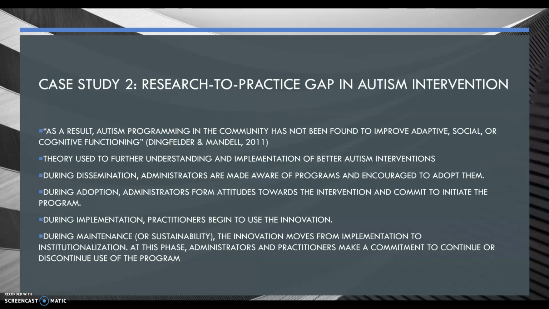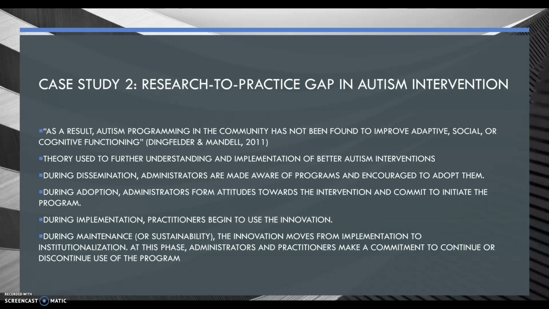A second case study was the research-to-practice gap in autism intervention. As a result, autism programming in the community has not been found to improve adaptive, social, or cognitive functioning. So this theory was used to further understand and implement a better autism intervention. This was more along the lines of seeing how public school administrators could work with those students who were diagnosed with autism or on the autism spectrum, and how they could help them in everyday school life.